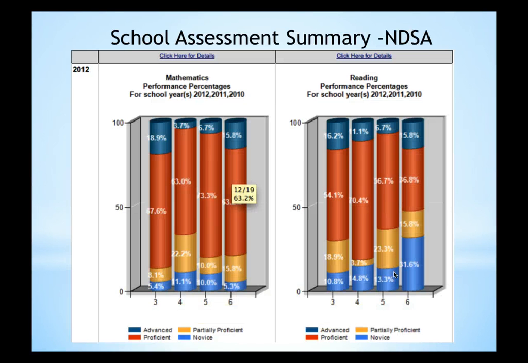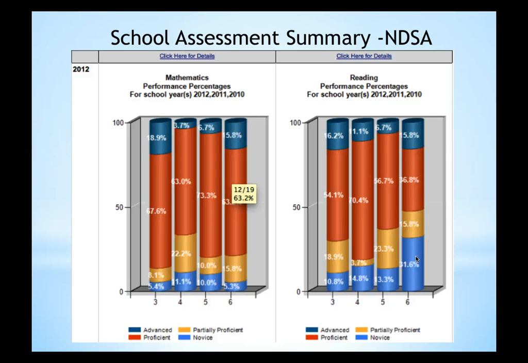Let's go back up to that assessment summary page again. And this time, let's look at the school assessment summary, and we're going to select the NDSA. And as usual, when you hover your mouse over a color, you'll find more detail. 12 of 19 students, or 63%, were proficient. Whenever we see these click for more details, we can go down and actually find the names of the kids that were in these different color areas.